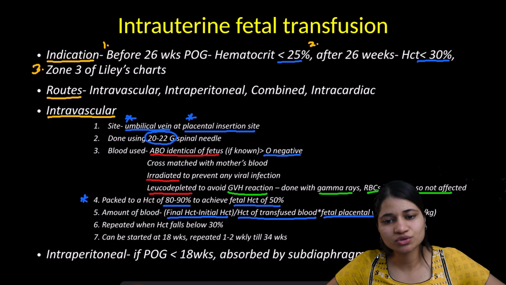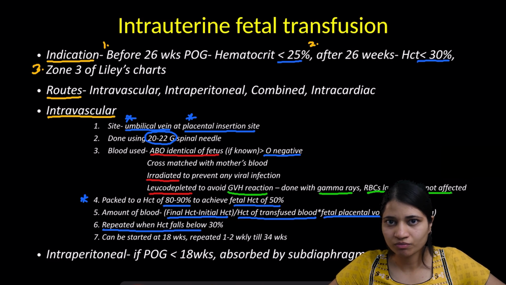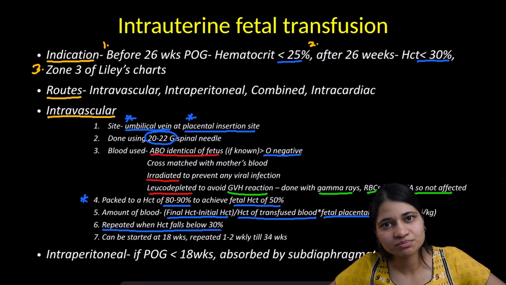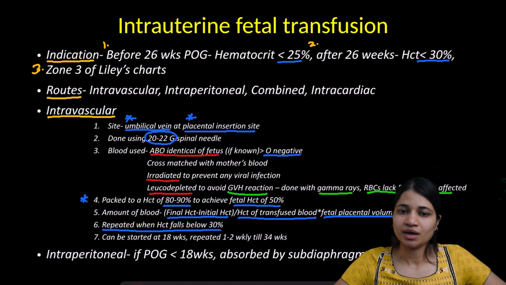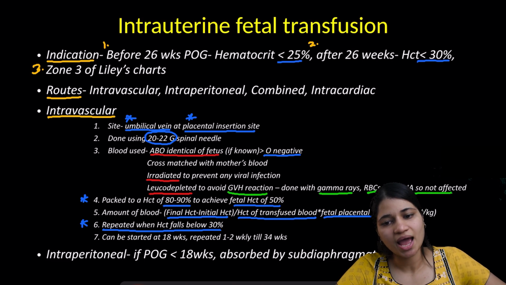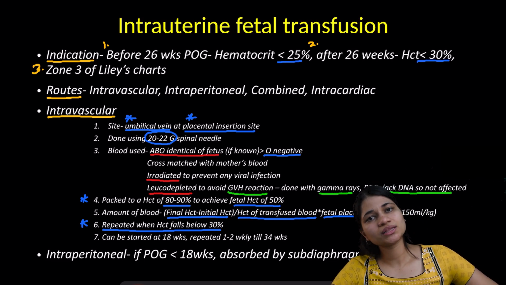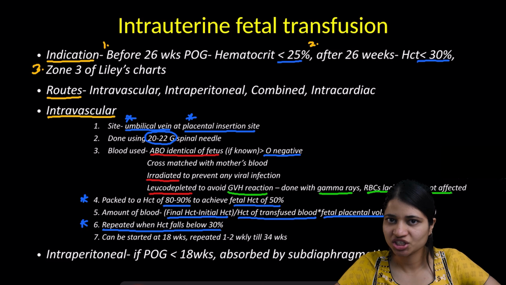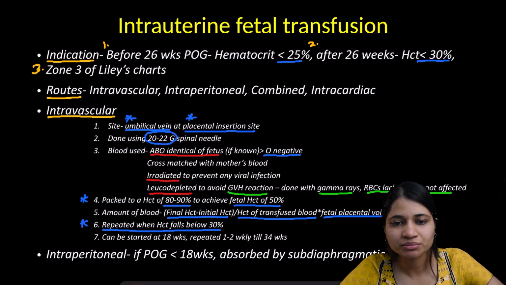Usually we transfuse around 40 to 60 ml of blood at one time. This transfusion is repeated when hematocrit of the baby falls below 30%. And what are the timings of doing intravascular transfusion? It can be started at 18 weeks and repeated 1 to 2 weekly till 34 weeks, at which gestation in any case the pregnancy would be terminated.